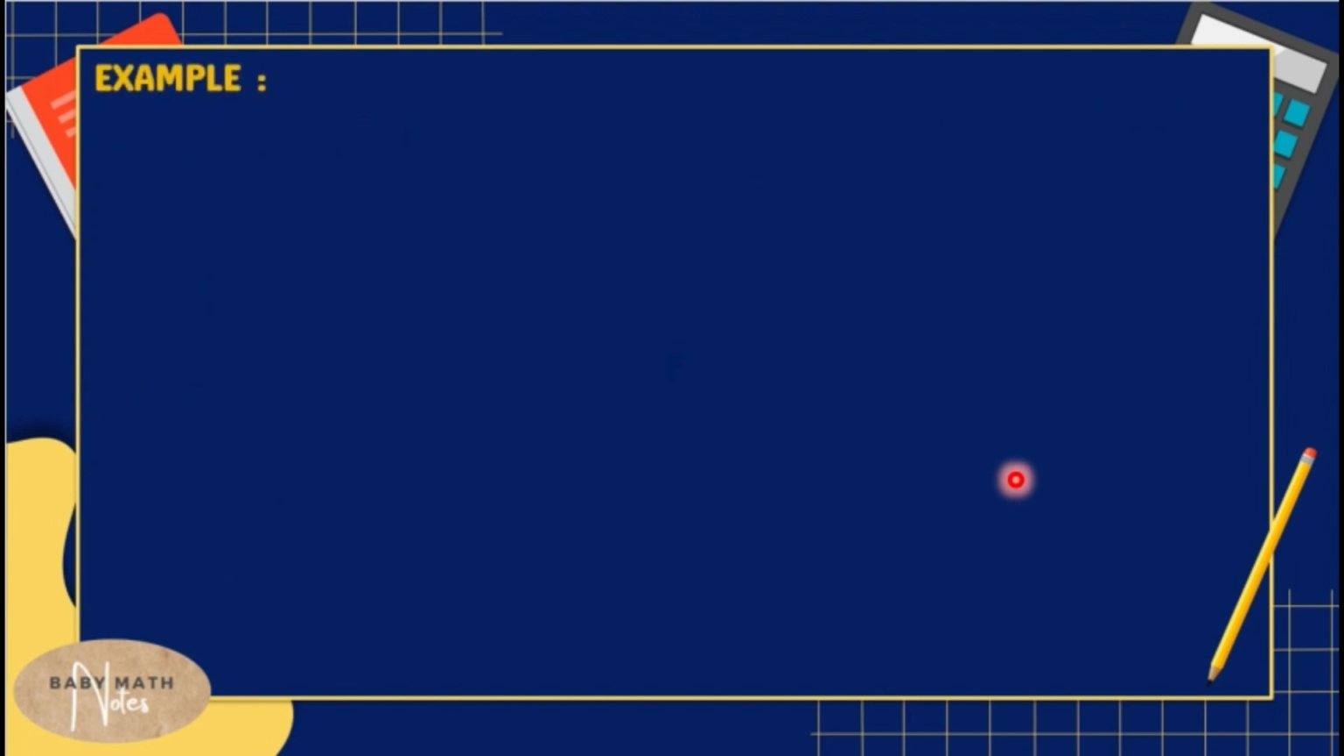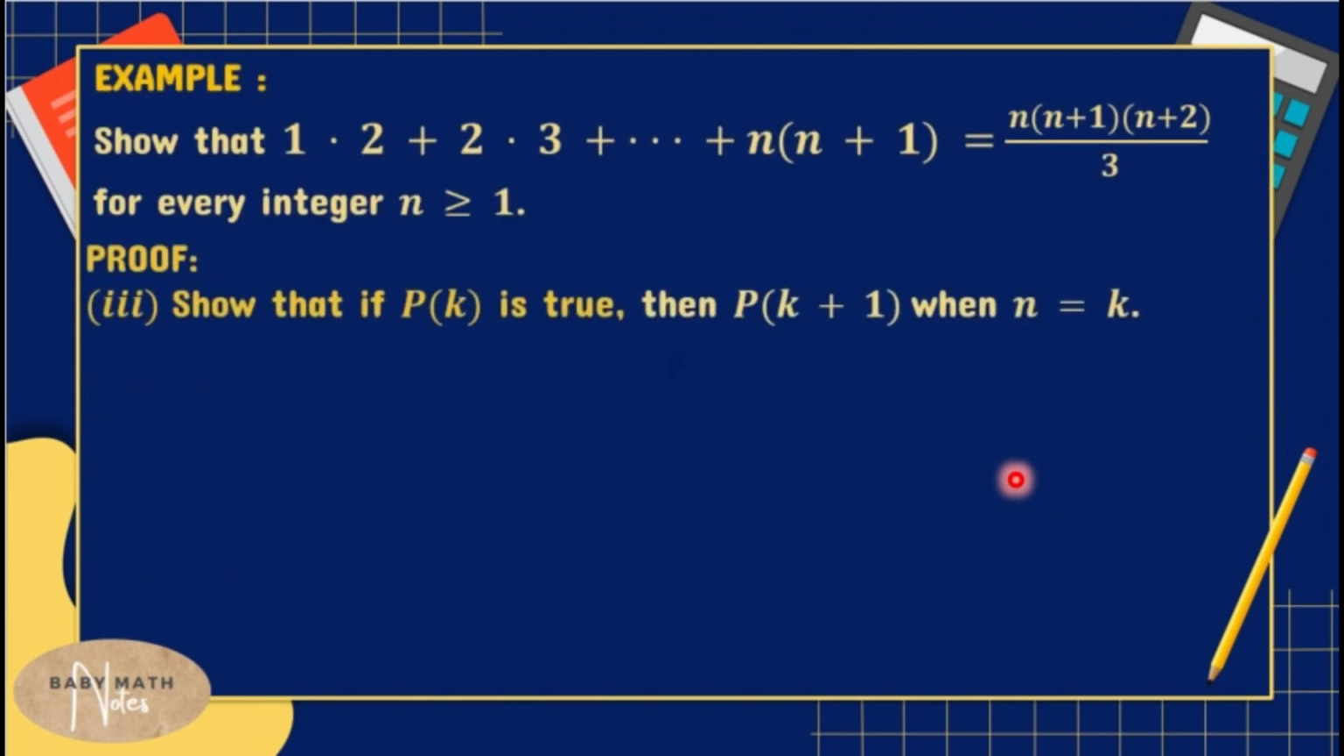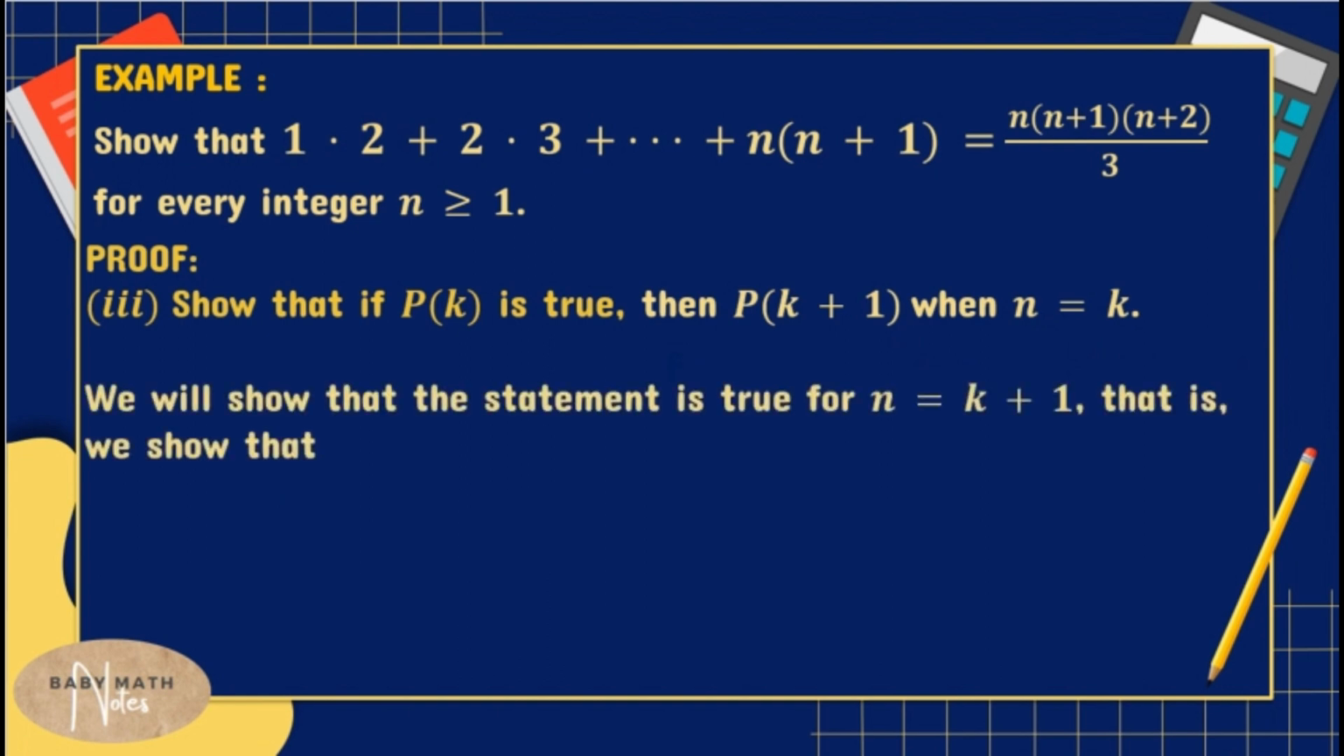Then, our third step is to show that if P of k is true, then P of k plus 1 is also true. When n is equal to k, we will show that the statement is true for n is equal to k plus 1. So, kung kanina, nag-n is equal to 1 tayo, nag-n is equal to k tayo, ngayon naman, we will let n is equal to k plus 1.